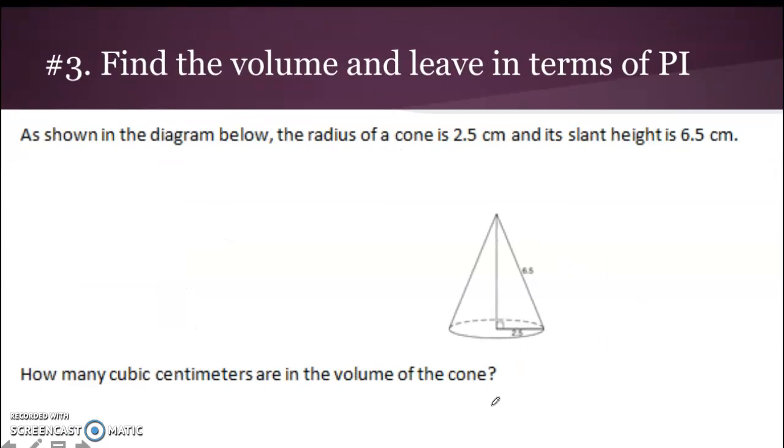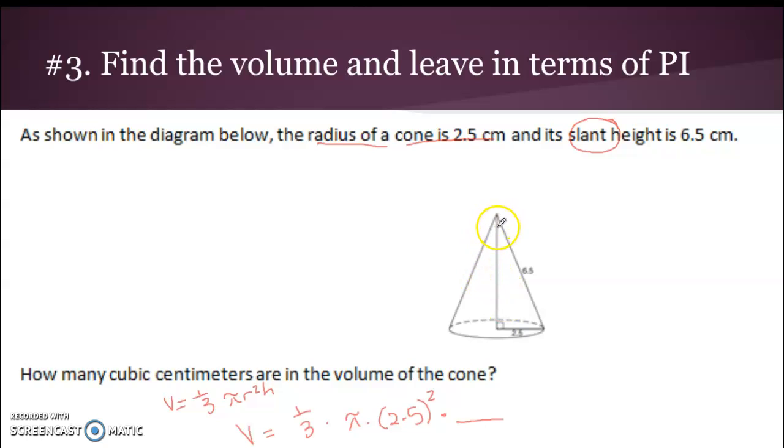Now, for this example, I want to make sure you have this. Of all the examples, I need you to make sure you have this one copied in your notebook. So as shown in the diagram below, the radius of the cone is 2.5. The slanted height, keyword, is 6.5. What is the volume? So here, we know that the volume is 1/3 pi r squared h. If I substitute, I get 1/3 times pi. The radius is 2.5, but I don't know what the height is. I need to find the height.